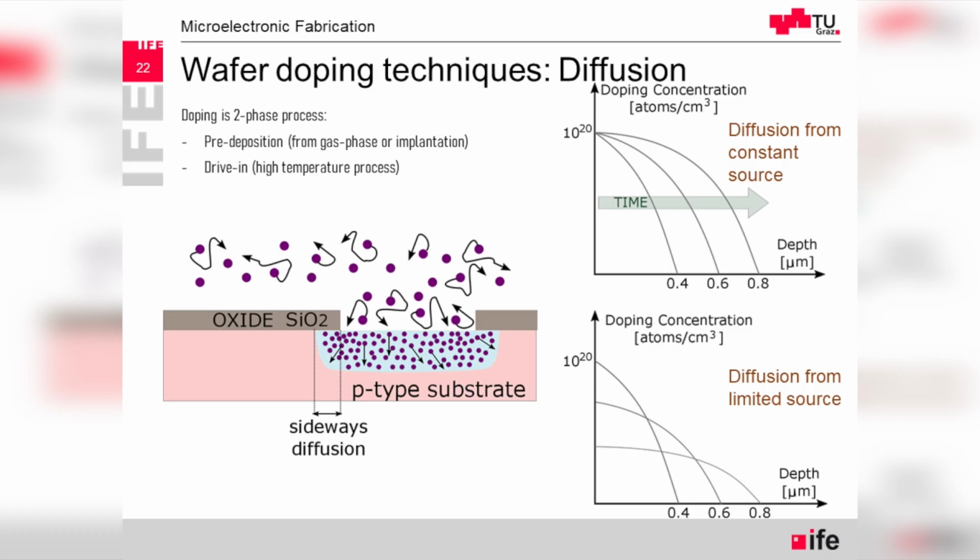So what is being done? We have the predeposition of the donor or acceptor ions. In this case, we want to have the N-type doping. It's done in the form of gas or by also ion implantation. And then there is the drive-in, the high temperature process.